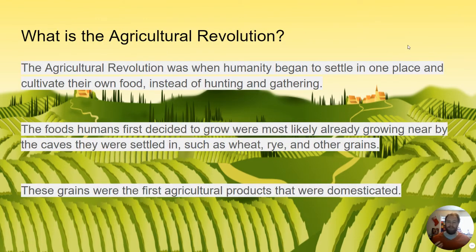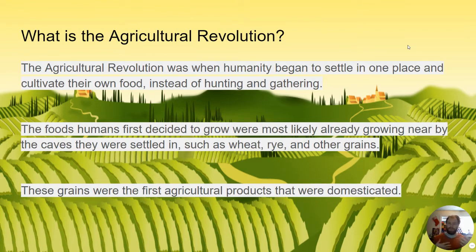The agricultural revolution was when humanity began to settle in one place and cultivate their own food instead of hunting and gathering. So prior to this revolution, humans lived in small groups, and they would travel around and they would hunt and gather their food instead of farming it in the earth and then staying in that one spot. So the agricultural revolution is really this opportunity for humanity to pick a place to live and then to maintain a homestead instead of constantly being mobile.